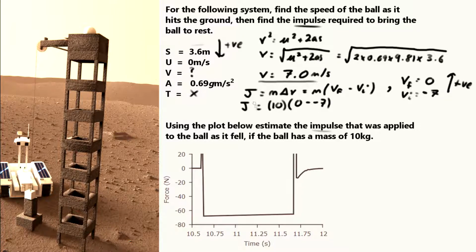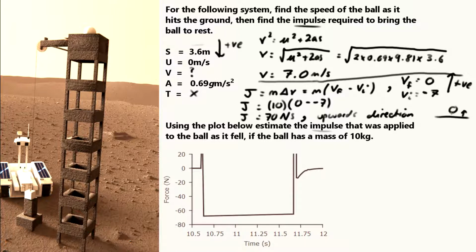which is 10 multiplied by 7, which is 70 newton seconds for our impulse. And now for this part of the question, as we defined upwards to be positive, this means that this impulse is also positive and so also acts in the upwards direction. And this makes sense, because if you think about what is applying the impulse, it is the floor applying an impulse upwards to the ball to slow it down as it approaches the floor.